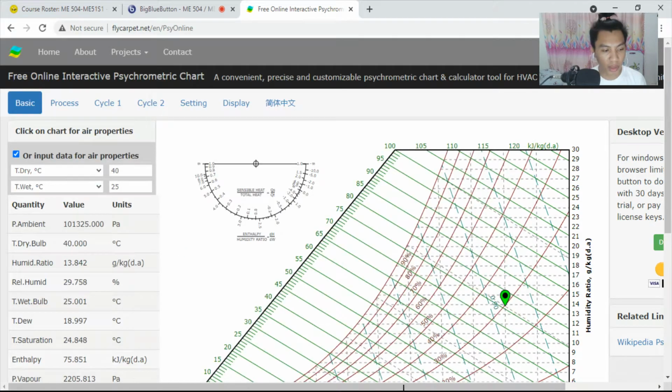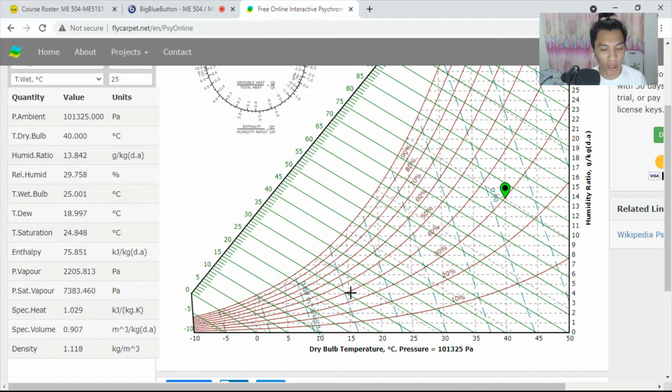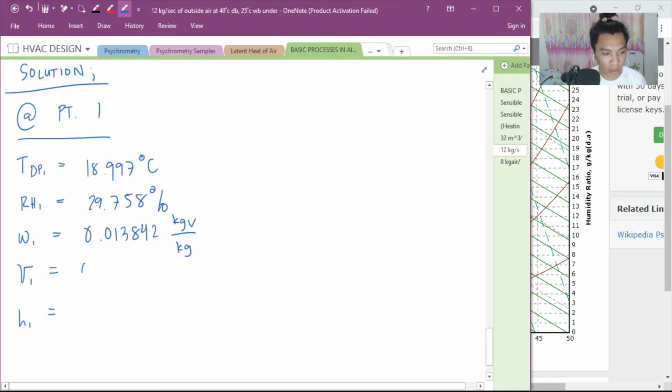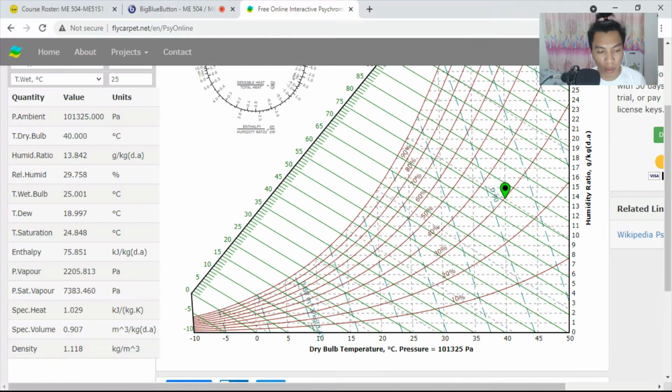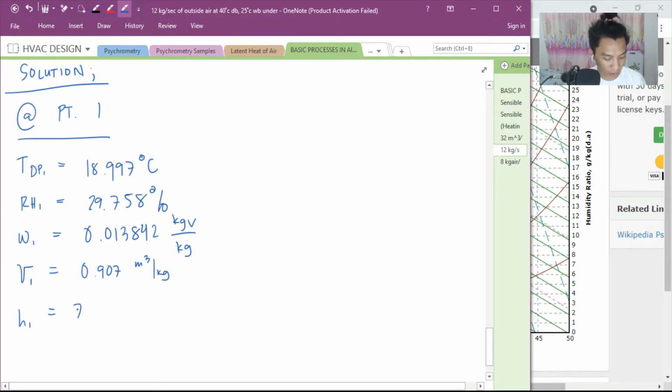Specific volume, nasa baba. 0.907 meter cube per kilogram. And then H1 will be 75.851. Okay. 75.851 kilojoule per kilogram. Now, we will go at point 2.